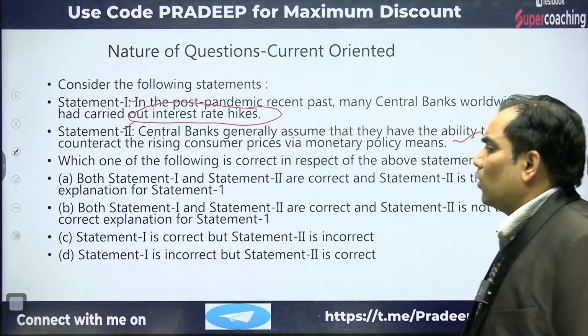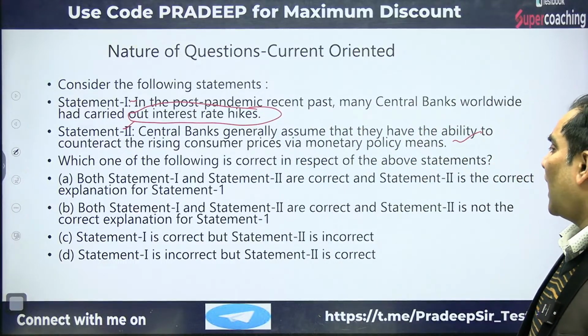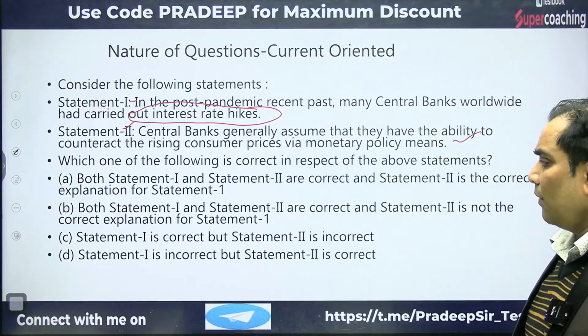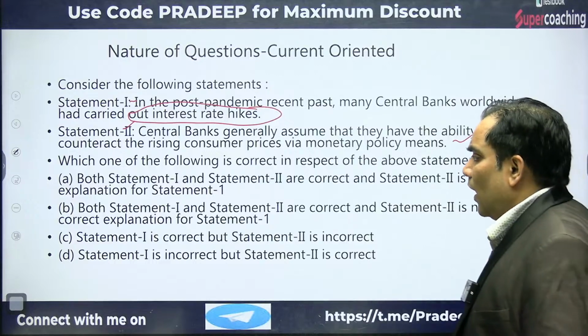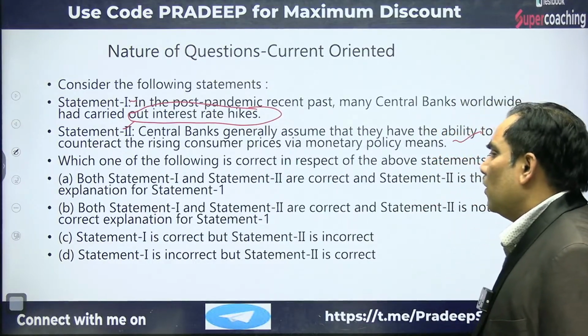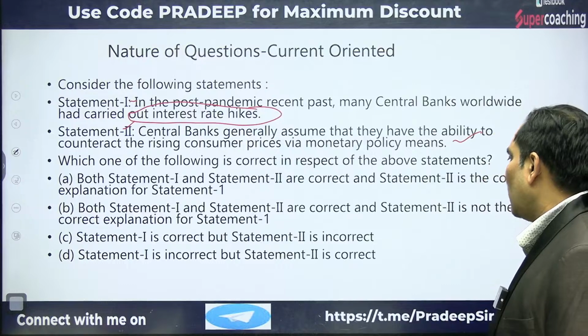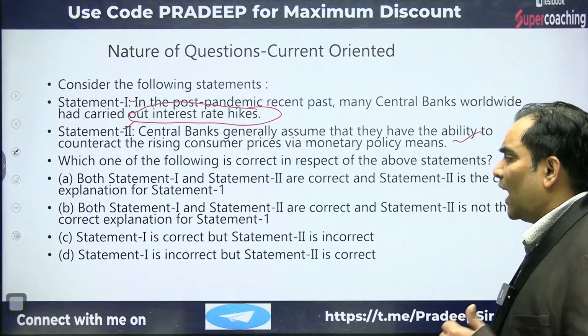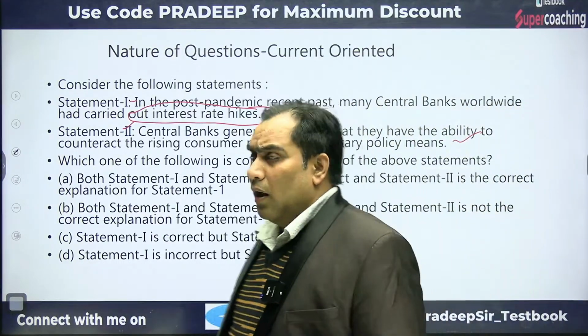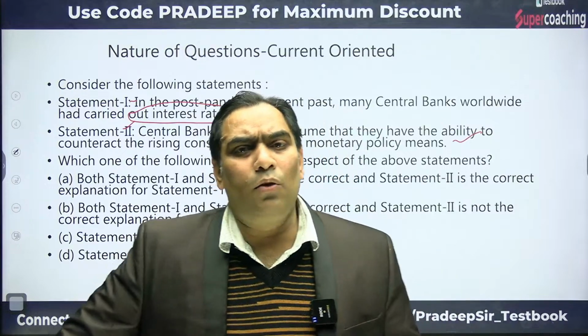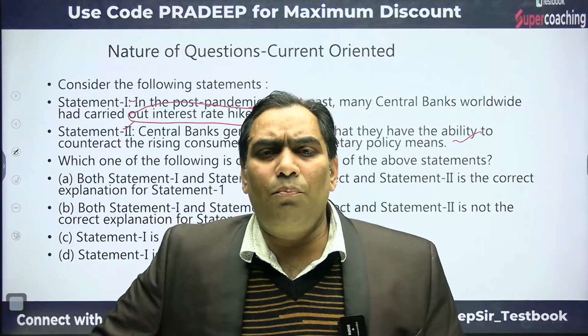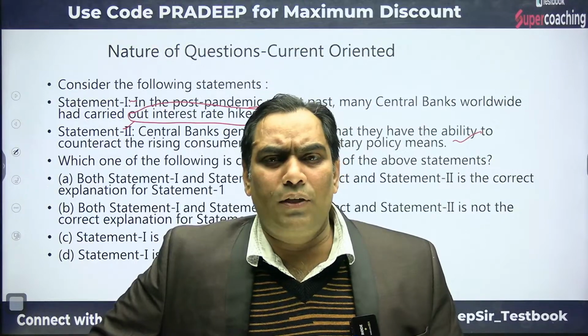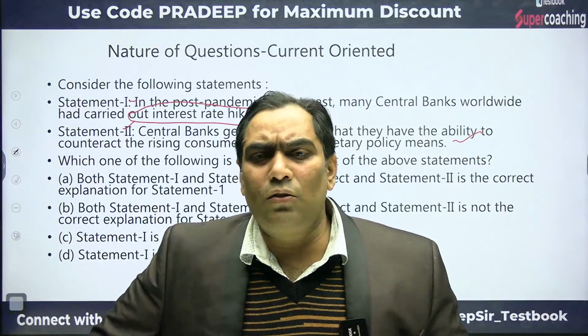They are asking which one of the following is correct in respect of the above statements, and they have given the options. Option A: both statement 1 and statement 2 are correct, and statement 2 is the correct explanation of statement 1. If both are correct and statement 2 correctly explains statement 1, then your answer should be A.